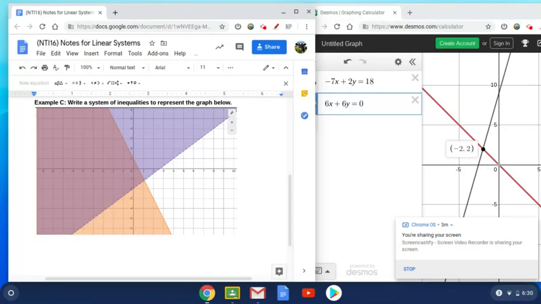Very last thing we'll talk about for this section, example C says write a system of inequalities to represent the graph below.